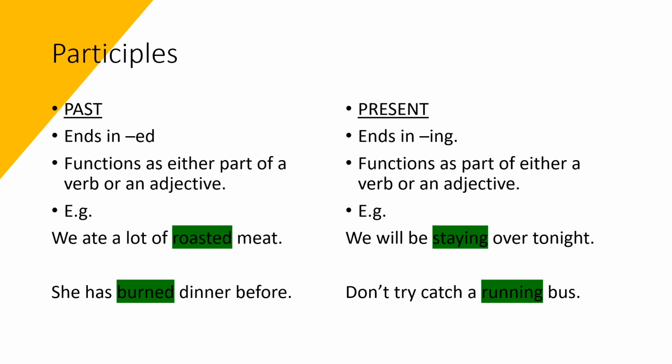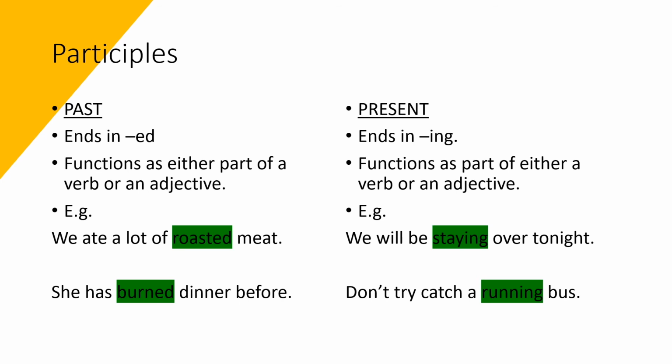A present participle ends in ing. It also functions as part of a verb or an adjective. Let's look at our examples. Example 1. We will be staying over tonight. In this sentence, the verb is staying. The word ends in ing. Therefore, staying is a present participle working as a verb.